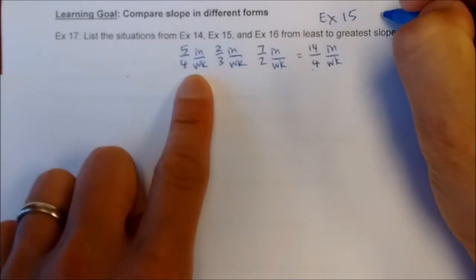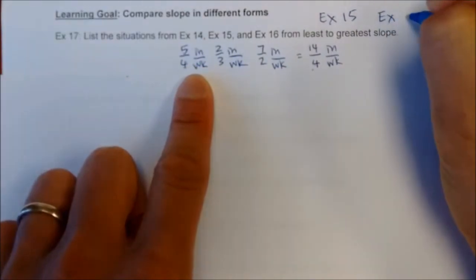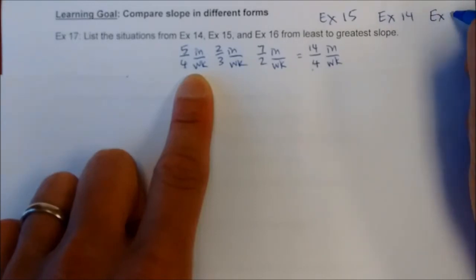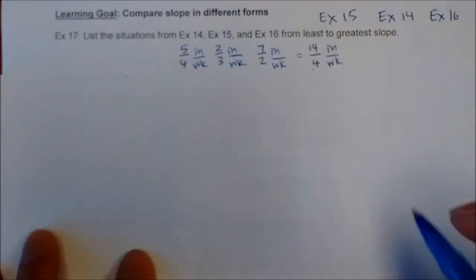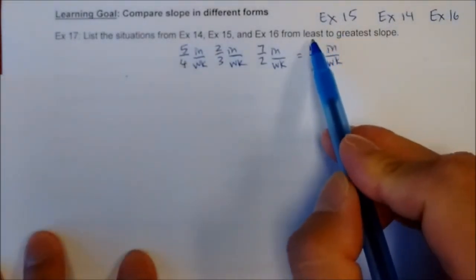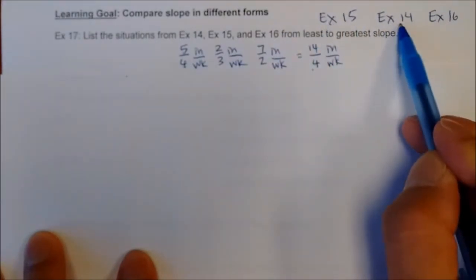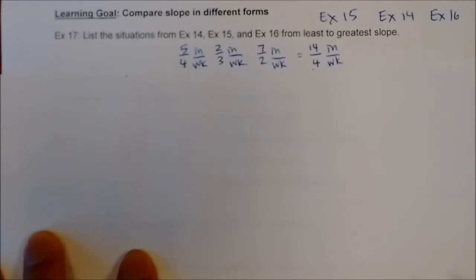So the next answer is example 14, and finally example 16. And so hopefully you also found that the list from least to greatest slope was example 15, example 14, and then example 16.